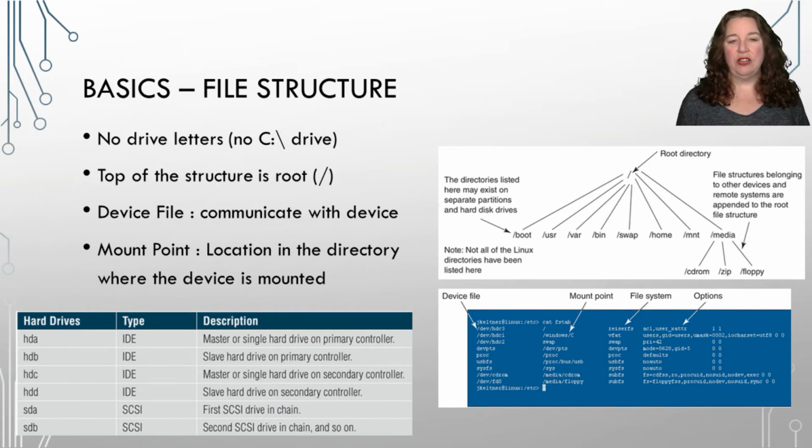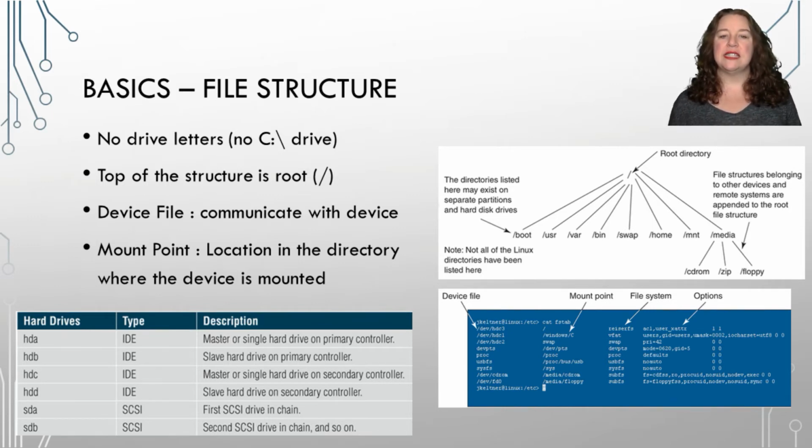Hard drive C, or HDC, is a master single hard drive that's on your secondary controller. So I can have a primary controller and a secondary controller. And then again, HDD, hard drive D, is the slave on the secondary. So keeping track of those four types of hard drives: we have our master, hard drive A, hard drive B is its slave, hard drive C is the master on the secondary controller, and hard drive D is the slave on the secondary controller.